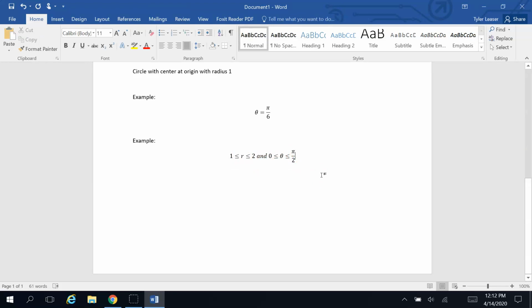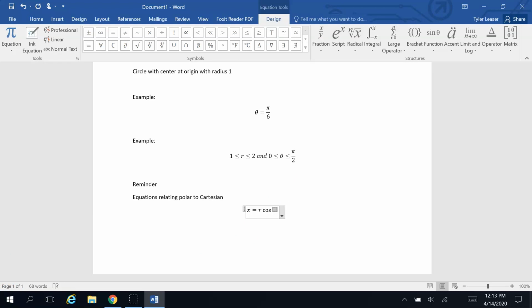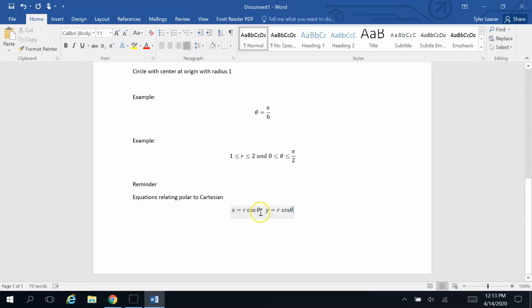Okay. A little bit more about this. This should just be a reminder here. There are 4 equations that let us go back and forth between polar and rectangular coordinates. So these are equations relating polar to Cartesian. All right, so the 4 equations are x is equal to r cosine theta, y is equal to r sine theta. All right, so these are the equations that you want to use whenever you're going from polar coordinates to rectangular coordinates. If you have the r and the theta ordered pair, you just plug them into these 2 equations to get the x and the y.